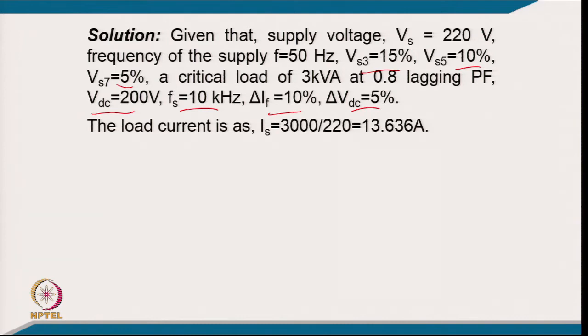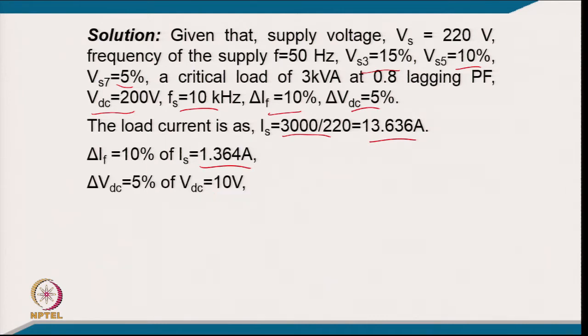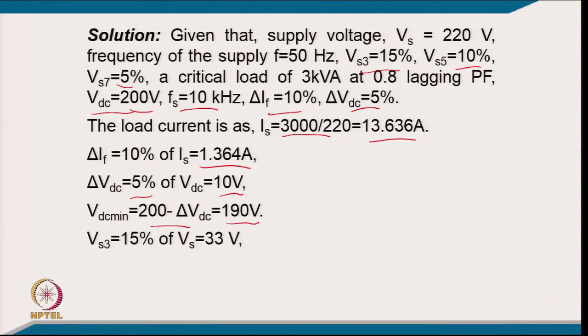So, the load current, from load kVA divided by the voltage, comes to 13.636 ampere, and typically the filter ripple current is 10% of this. So, this comes around 1.364 ampere, because the series active filter is connected in series with the load in the line. The deviation in DC link voltage is 5% of 200 volt, so it comes to 10 volt, and the VDC minimum, because of this 10 volt deviation, comes to 190 volt.